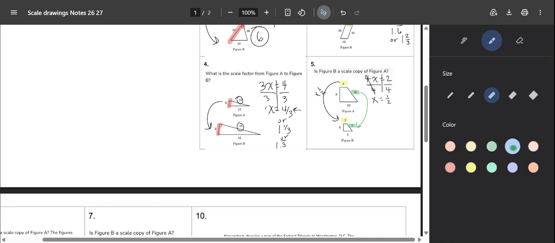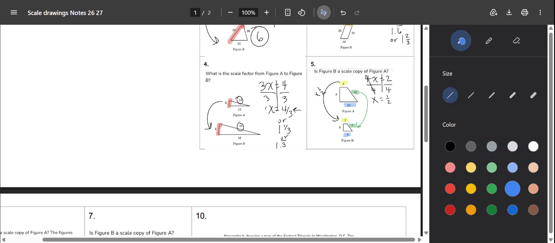Now let's look at the bottom side, this longest side. I'm going from 10 to 6. Already I'm seeing some red flags because up here 10 took me to 5. Now 10 is taking me to 6. I don't like that. If I do 10 times 1/2, am I going to get 6? No, I'm not.